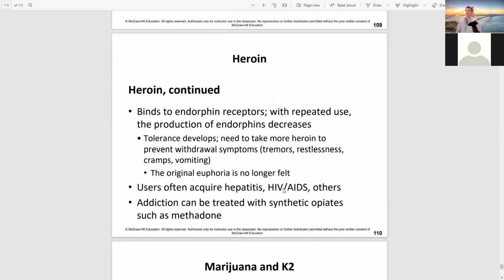So heroin binds to endorphin receptors. With repeated use, the production of endorphins decreases, and this is how you develop tolerance, which means you need to take more heroin to prevent withdrawal symptoms. So you get tremors, restlessness, cramps, and vomiting, and the original euphoria is no longer felt. Users often acquire hepatitis, HIV, and AIDS, and other things. Addiction can be treated with synthetic opiates such as methadone.